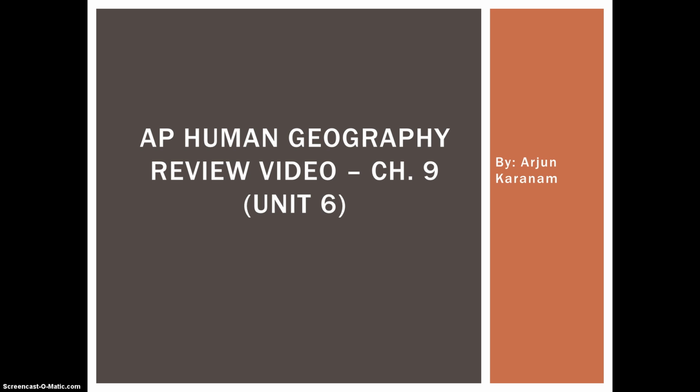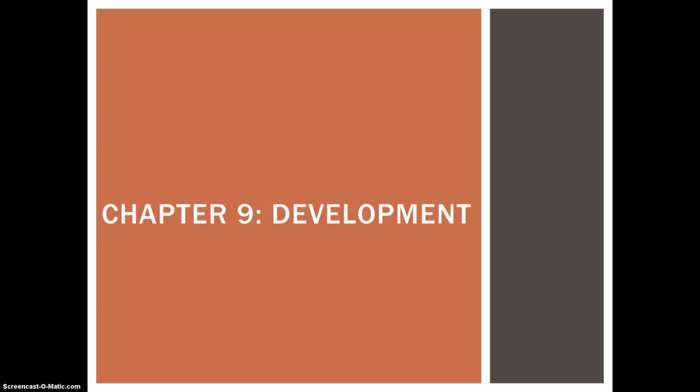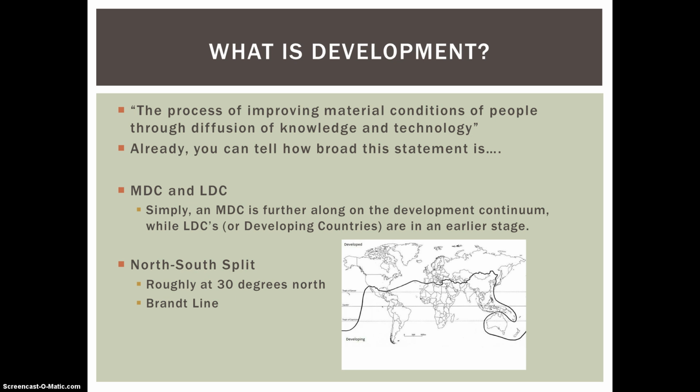This time it's Unit 6, and I'll be going over Chapter 9, which is a chapter on development. So let's jump right in and ask the most general question: what is development? The textbook defines development as the process of improving material conditions of people through diffusion of knowledge and technology.